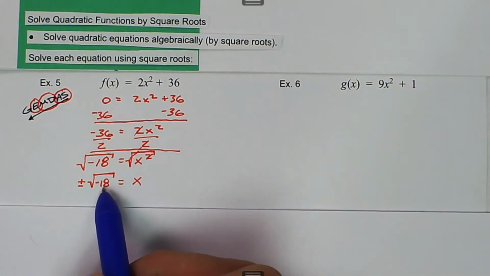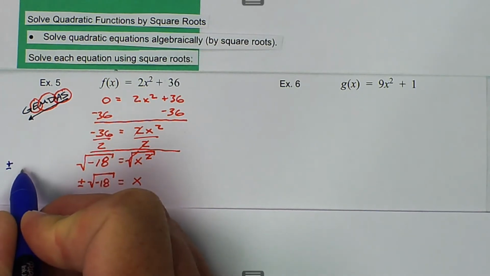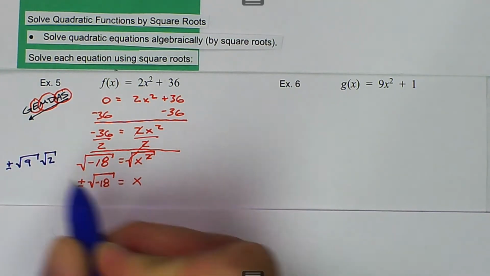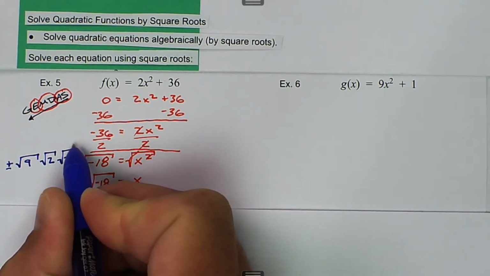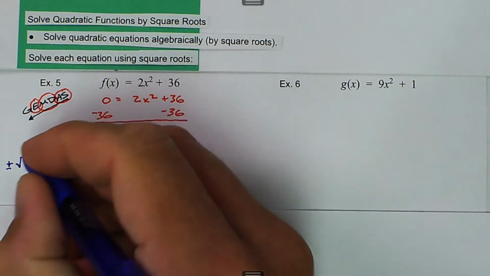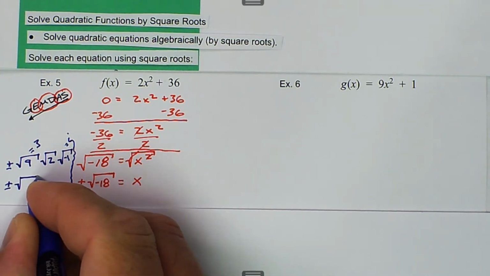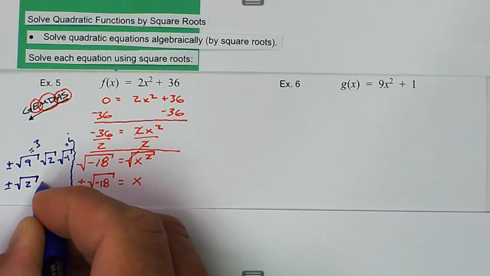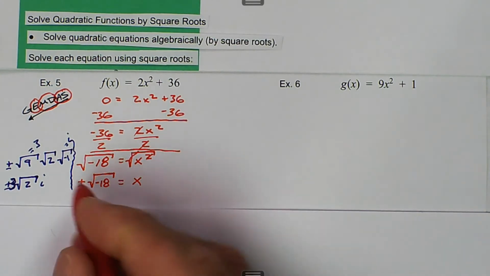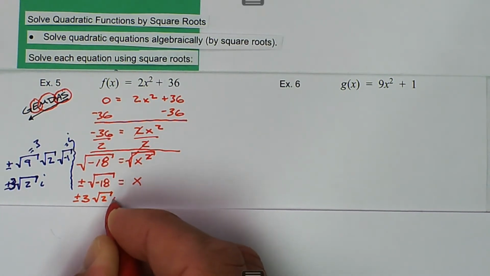In this case, we can rewrite what's underneath the radical. We can write the square root of 18 as 9 times 2, and we can do the square root of negative 1. So we know that the square root of negative 1 is i, and we know the square root of 9 is 3. So we can write this down as plus or minus the square root of 2, and then we have the i there, and then the 3 goes out front. So our final answer for this one is plus or minus 3 square root 2 i.